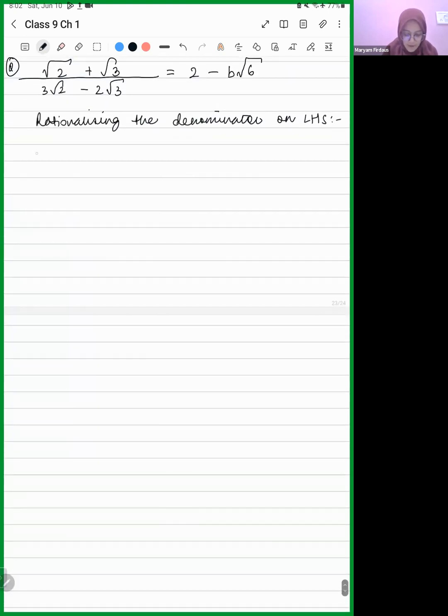You have to multiply the fraction with what? What should we multiply the fraction with for rationalizing it? Ma'am, 3 root 2 plus 2 root 3. Yes, good. So multiply and tell me what you're getting in the numerator and what you're getting in the denominator.